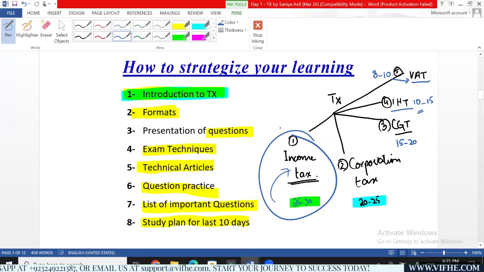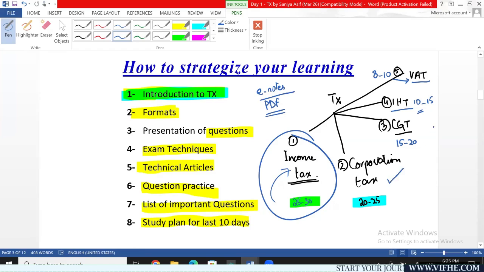Okay. So the learning material that I have already shared with you over the LMS is precisely sufficient. I mean, you must have the e-notes, and even the PDF of your PowerPoint slides. This is sufficient in order to cover all the rules related to income tax, as well as the rest of the types of taxes.